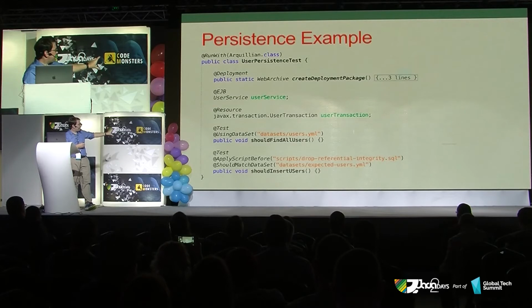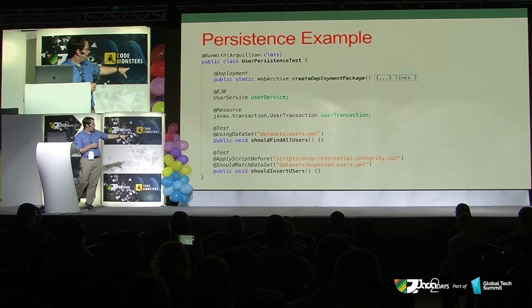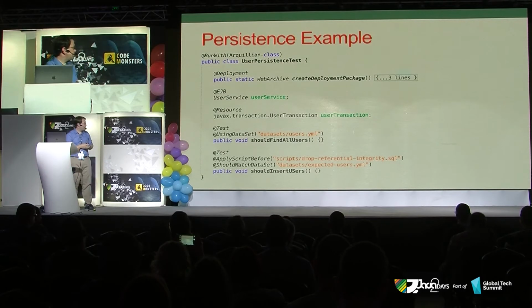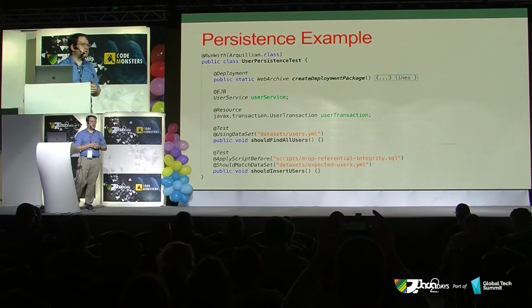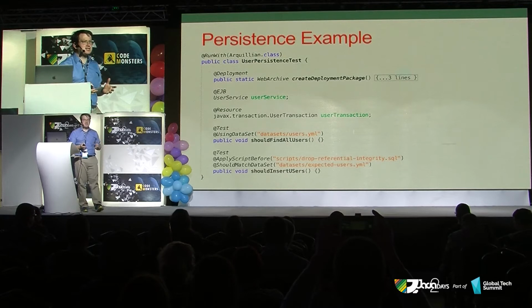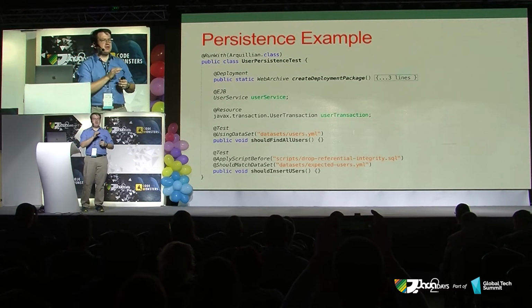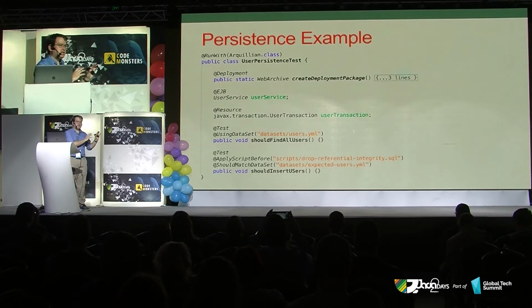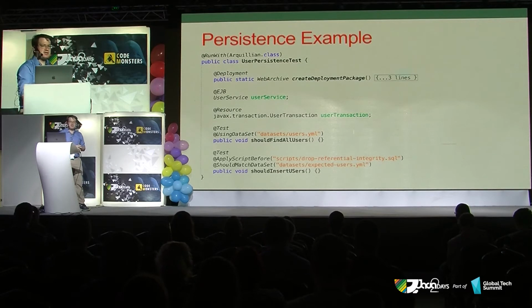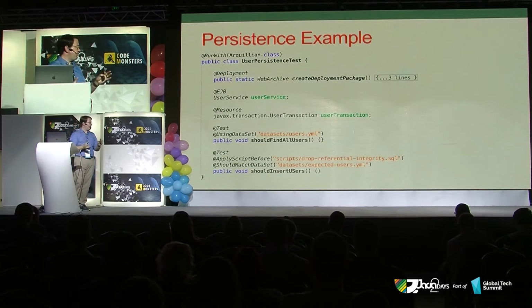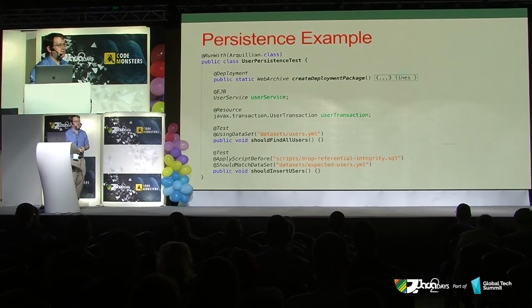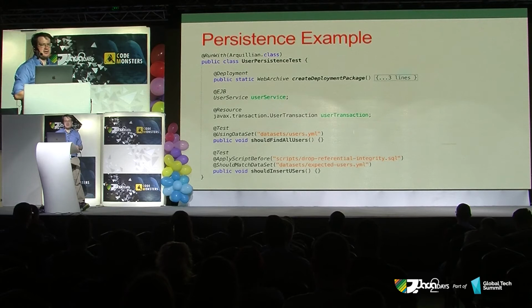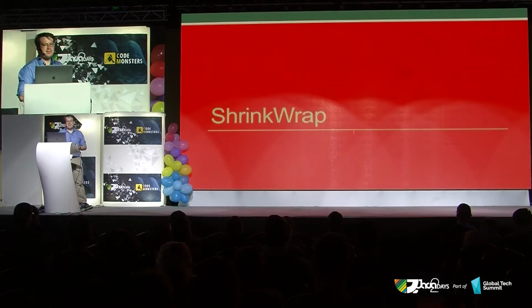And then on the test methods, you can see that I'm using data sets. I can apply a script before the test executes. I can verify afterwards what was expected to be inserted into the database. So I don't even have to write code to ask the database, hey, give me the list of users that were inserted. Using Arquillian and this extension with DBUnit, I can provide a YAML file that says, okay, this is what the database state should be after the test is finished executing. So this makes it trivial to test persistence code and verify things are working correctly.